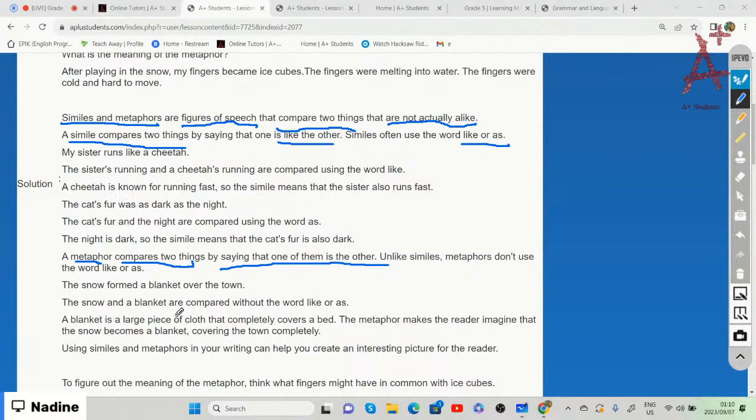For example, the snow formed a blanket over the town. The snow formed a blanket over the town, which means that the snow and the blanket are compared without the word like or as.